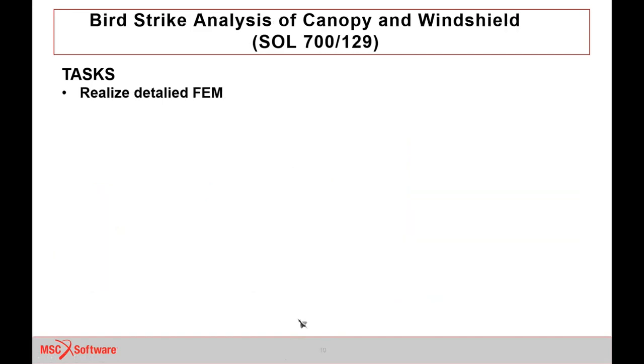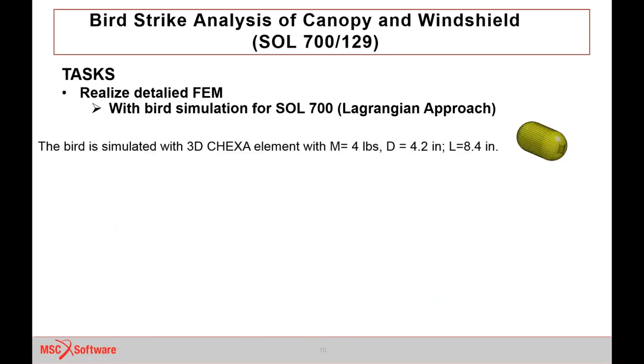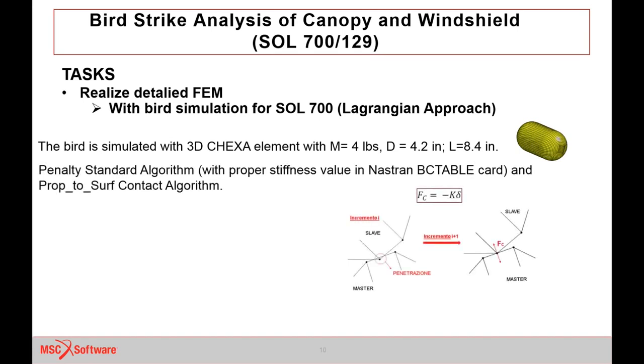Then you have to consider the canopy and the windshield. For example, for the bird strike simulation, which is one of the most dangerous situations you can have: an impact with a bird or an impact with an object during the flight. And you have to simulate it because you cannot destroy 1,000 different windshields and canopies during your design.